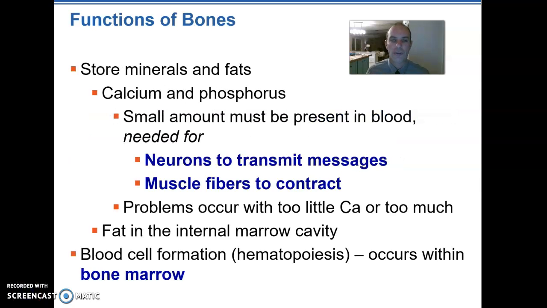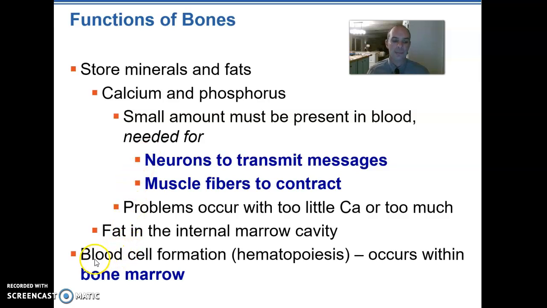Here are additional functions of bone. One is to store minerals and fats. Calcium and phosphorus are essential to bone development. You always heard about drinking milk because you need calcium to grow your bones. Well, that's accurate. So calcium and phosphorus are located in bones. A small amount must be present in the blood, and they're needed for the following things: neurons to transmit messages and muscle fibers to contract. This is another excellent point and really important to understand. That's why we need calcium and phosphorus in there.